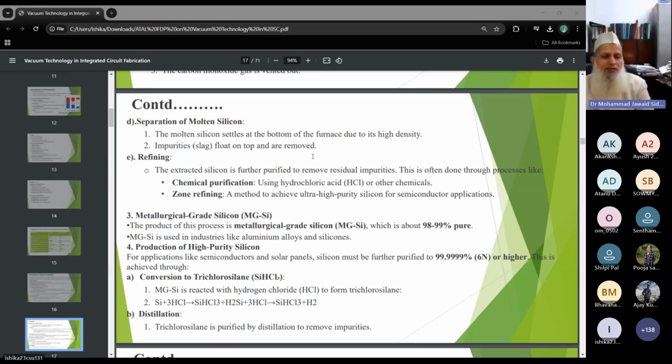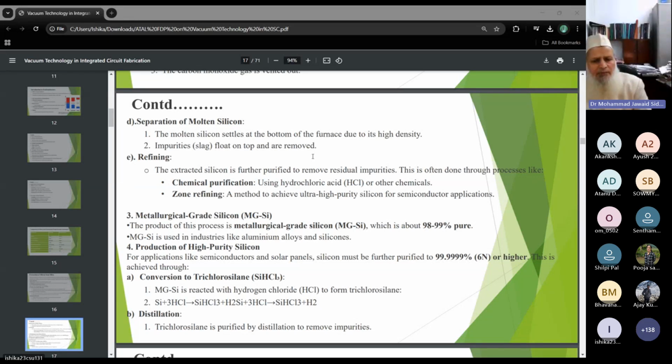Generally, the silicon which we obtain from this reduction is known as metallurgical grade silicon. The product of this process is metallurgical grade silicon, MG silicon, which is about 98 to 99% pure. Then this can be used in industries like aluminum alloys and silicones, and in the production of high purity silicon, because this MG silicon we cannot use for the fabrication of integrated circuits. For fabrication of integrated circuits, we need electronic grade silicon.